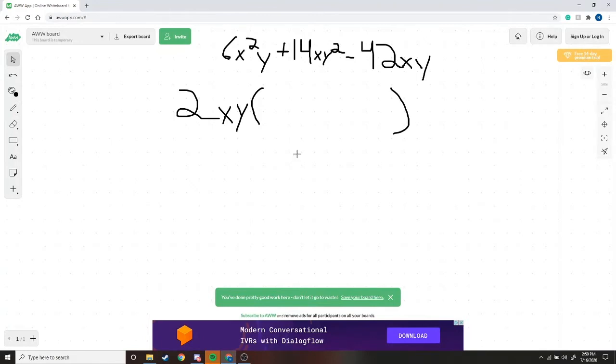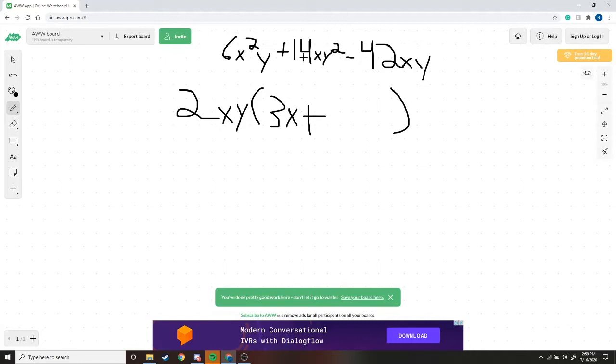We need to figure out what multiplied by 2xy is equal to 6x squared y. So we see we need to turn this 2 into 6. So we'll multiply by 3. We need to turn this x into x squared, so we'll multiply by x. And this, we already have a y, so we don't need to do anything there.